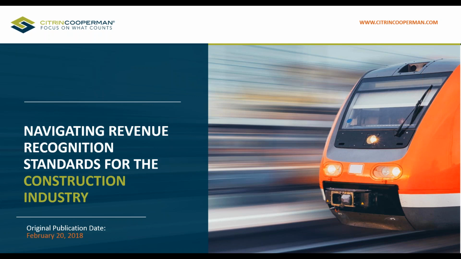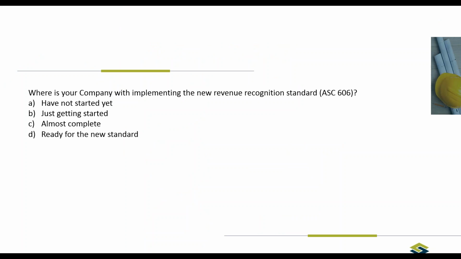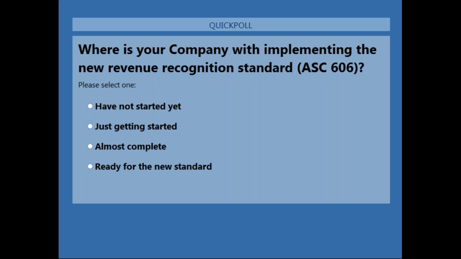So just to kick off the webinar, please take 30 seconds to answer the first polling question, which is: where is your company with implementing the new revenue recognition standards, for which we're going to use ASC 606 as a term to summarize the new revenue recognition standard? Is it A, have not started yet, B, just getting started, C, almost complete, and D, ready for the new standard? So why don't you take 30 seconds, answer that polling question, and we'll get right back to you.